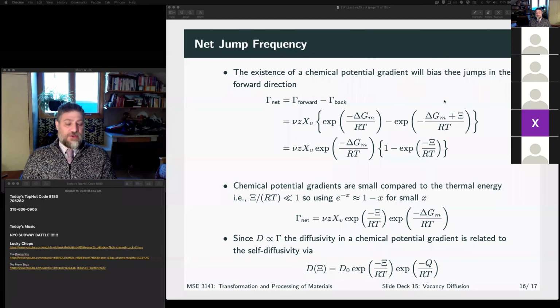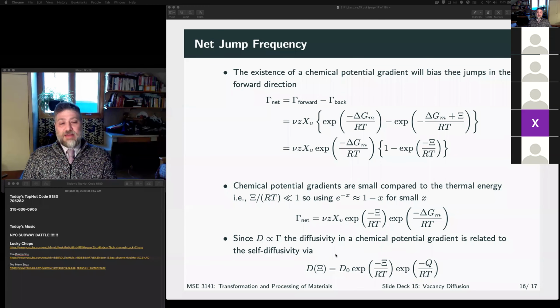So will the diffusion be exactly the same? No. But for the purposes of thinking through problems and trying to understand what happens, yeah, you can make that approximation. Okay.